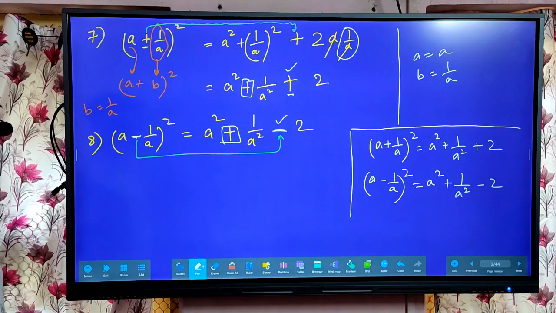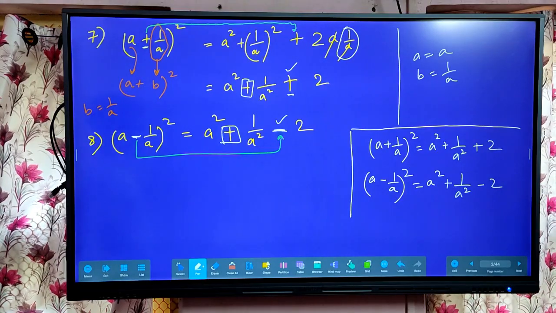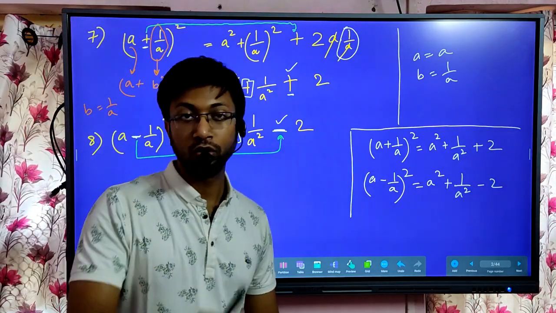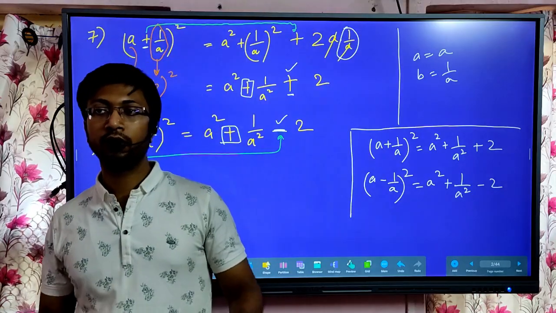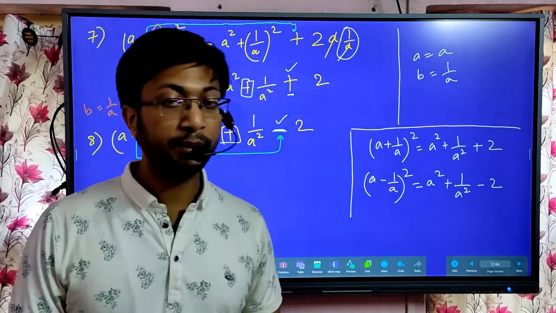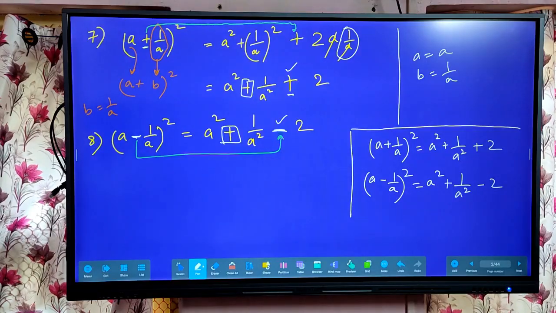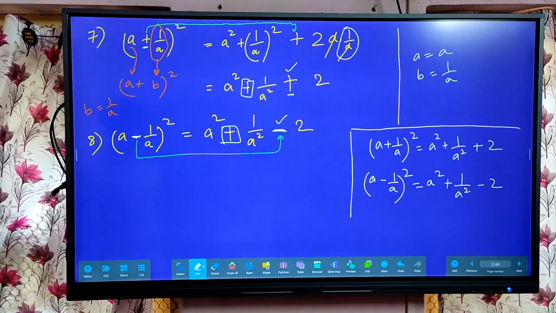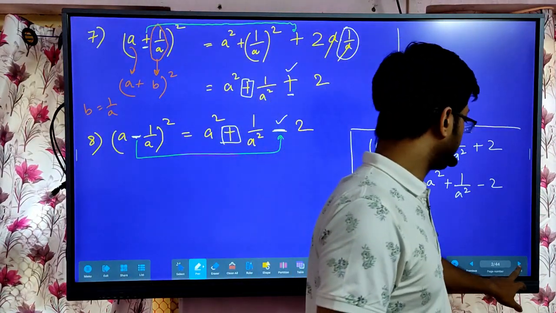Now let's move on to the cube. Pause the video, write the formula in your copy. Always use a white copy for mathematics. No ruled lines. To learn mathematics, you have to use white copies. Okay? It will be better for understanding.